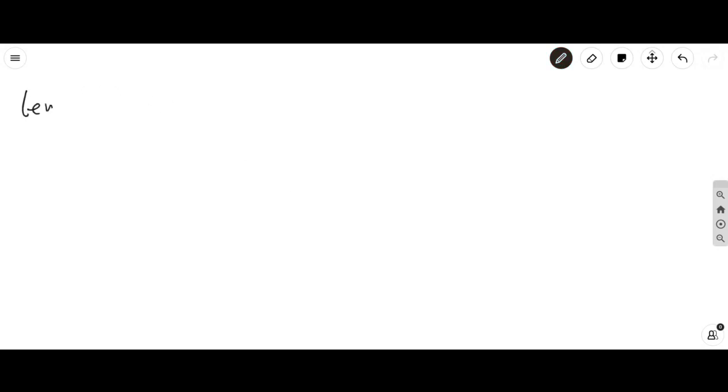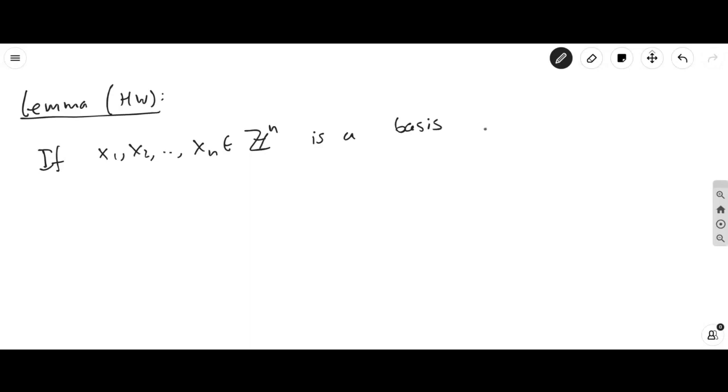Here's, I would say, a lemma, and I'm going to put this lemma on the homework. It's fairly easy to prove. It's going to say that if x1, x2 up to xn in Z^n is a basis, so a basis would mean here that every vector in Z^n is a unique linear integer combination, so it's integer combinations as opposed to real combinations, a unique combination of those vectors. So that's what we mean by a basis.